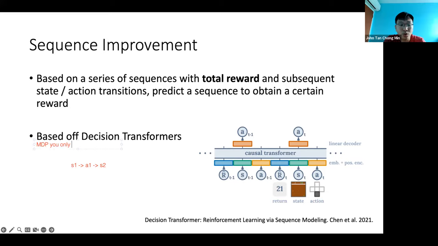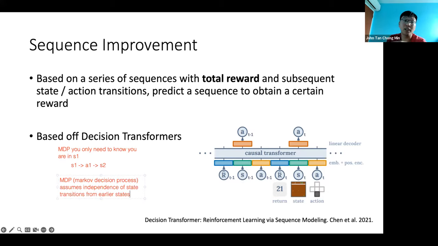In an MDP, you only need to know you are in state one in order to make the decision. But this may not be true. MDP, or Markov decision process, assumes independence of your state transitions from earlier states. For example, in a board game like chess, you just need to know how the board looks. You don't need to know the sequence of moves earlier.